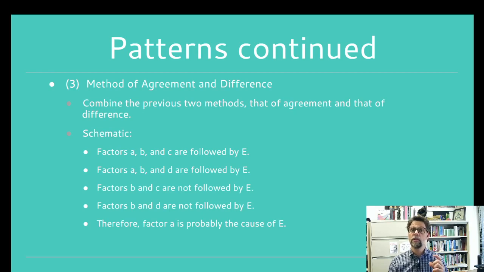So agreement told us it was either A or B. Difference told us it was not B. Therefore, it's what? A. If it's either A or B and it's not B, it's got to be A. A is probably the cause of the sickness. Combining the method of agreement, where situations agree, and difference, looking for differences in cases of having the effect and not having the effect.